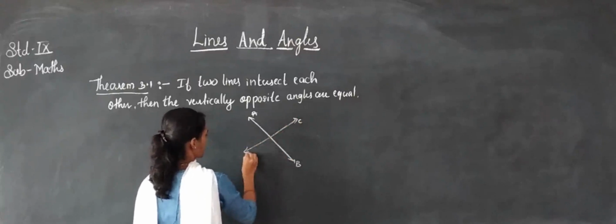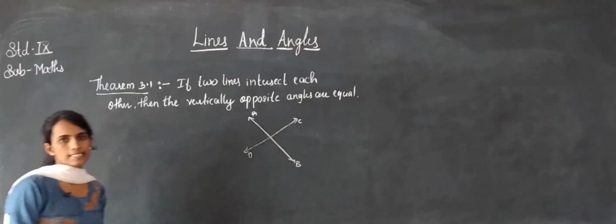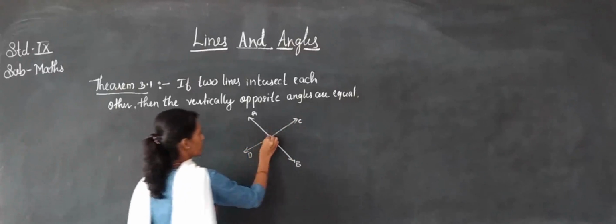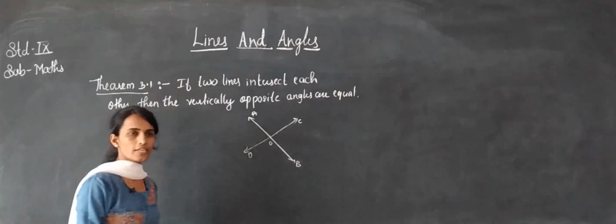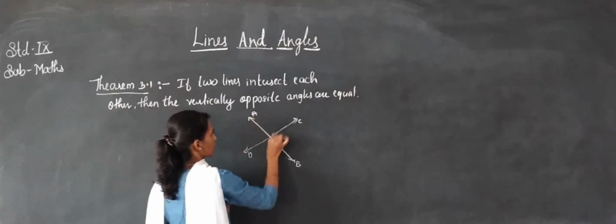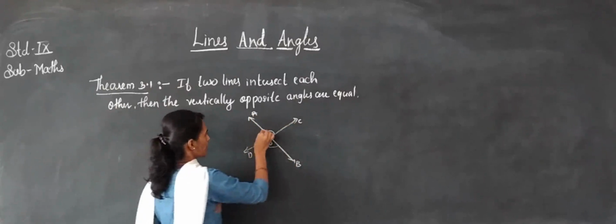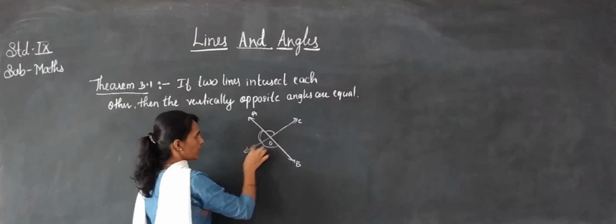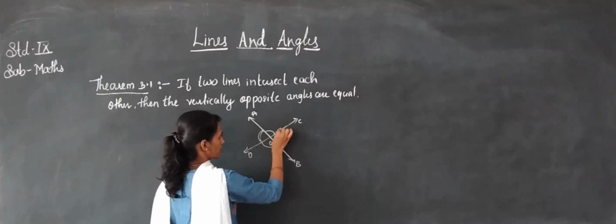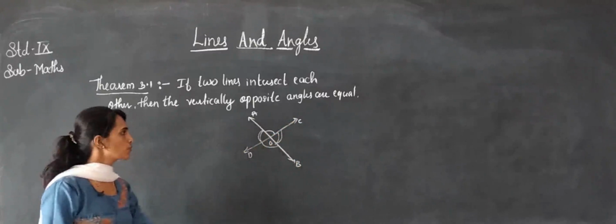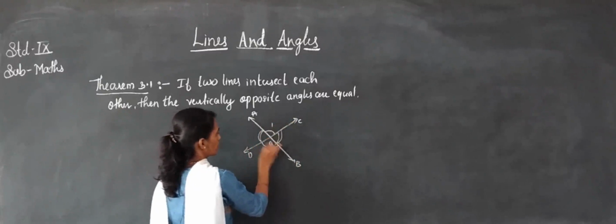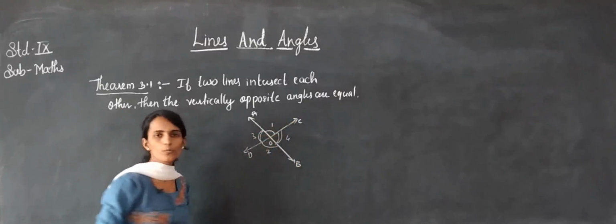Here consider AB and CD. AB and CD are two straight lines intersecting at a point O. How many pairs of angles are there here? Two pairs: angle AOC and angle DOB is one pair, and angle AOD and angle COB is another pair. So these angles, 1, 2 and 3, 4, are equal. That we have to prove here.